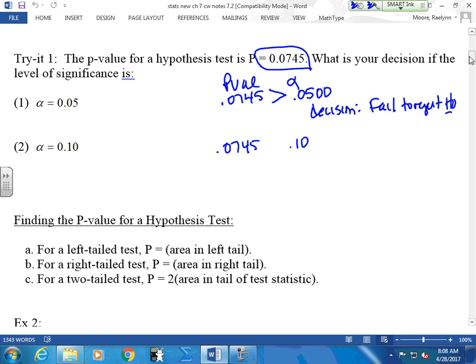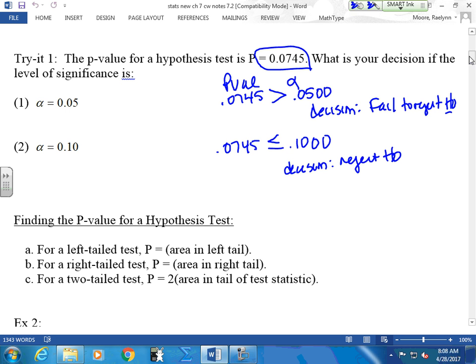Where's this one? Fill in the zeros. 745 compared to 1,000. Less than or greater than? Less than. The less than gets the less than or equal to. So what's your decision? Reject HO. Everybody good so far? We're kind of giving you one step at a time.